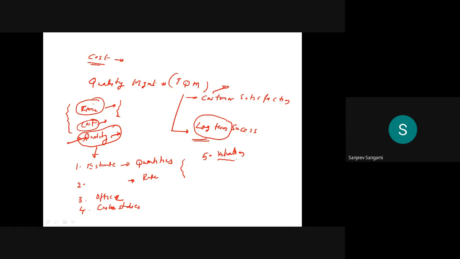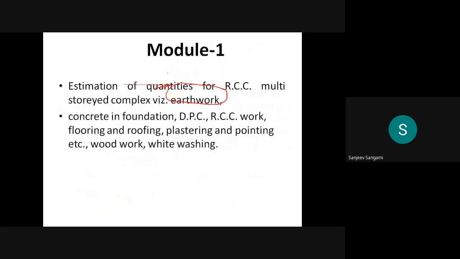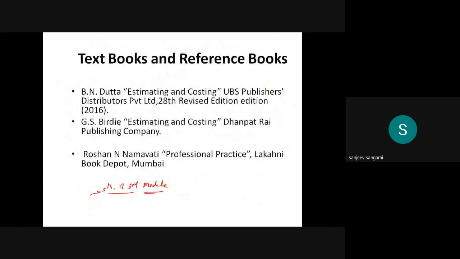So then I recommend two very good books. The first one is by M.N. Datta, which is also a very good book. Then Birde is also good. You can refer to these two books for the first, second, and fourth modules. For the third and fifth modules, I've given one more book, by Ravi Kumar, which is also very good. Roshan and Namawati, as well as Roshan Kumar, you can refer to that also.